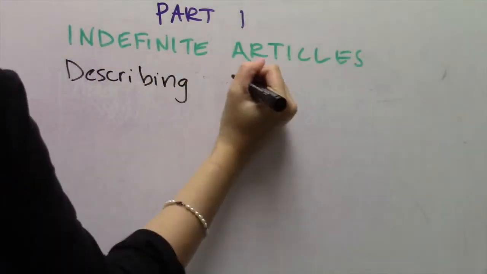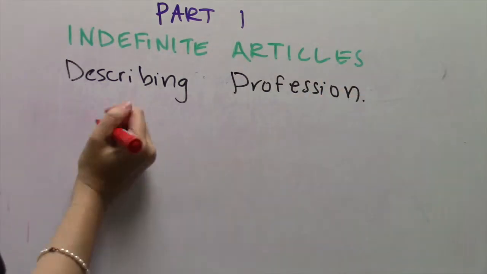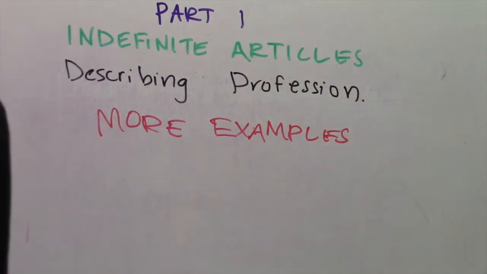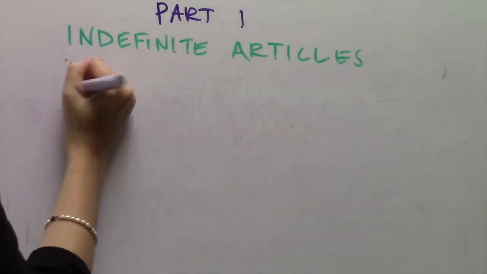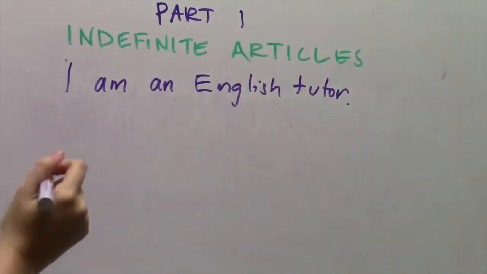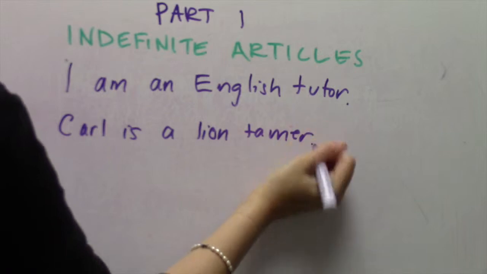Cool stuff, I know. Moving right along, we also want to use indefinite articles when we're describing profession, which is going to require some more examples. I could say, I am an English tutor, or Carl is a lion tamer.